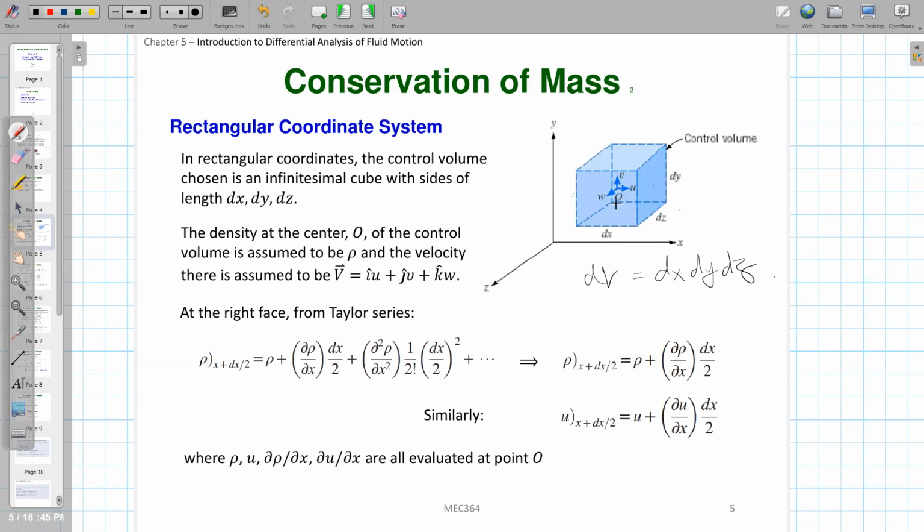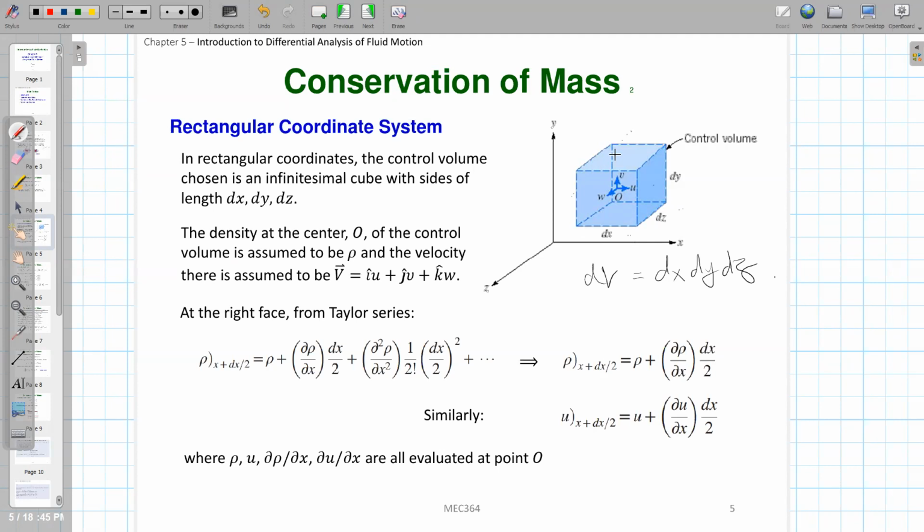And the bottom will be the negative y surface. The top will be the positive y surface, right? The back will be the negative z surface, and the front will be the positive z surface, right? So we have 6 surfaces.